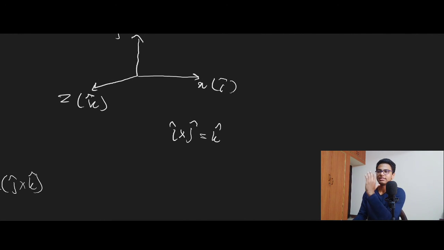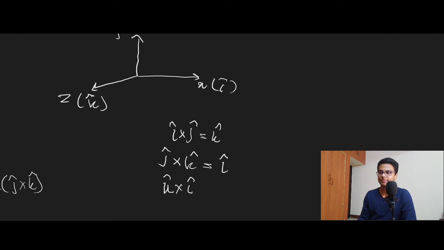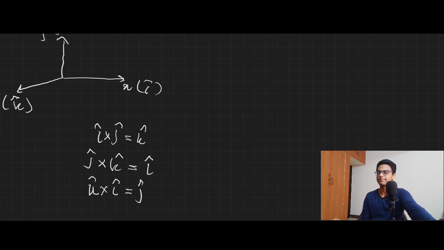Now let's look at this. j cap cross k cap gives you i cap. So k cap cross j cap will give you what? Minus i cap. Now, k cap cross i cap gives you j cap. So over here, your i cap cross k cap would give you what? It would basically give you minus j cap, right? That'll give you minus j cap.